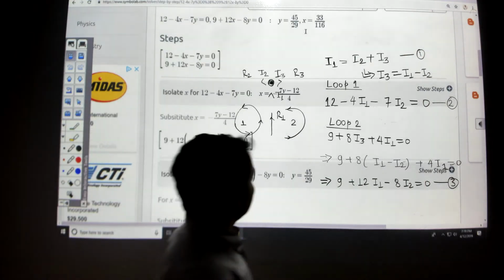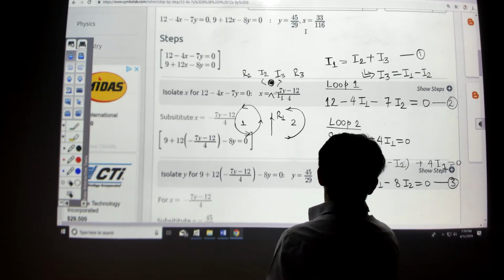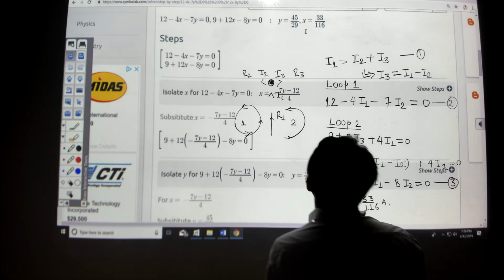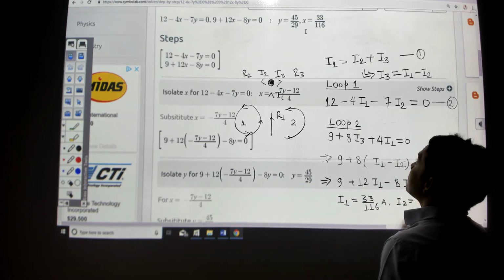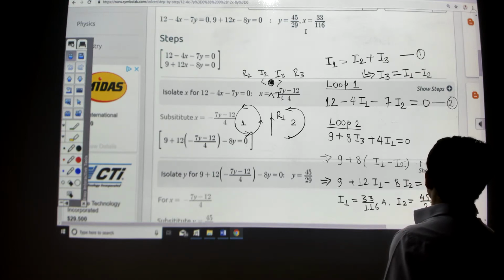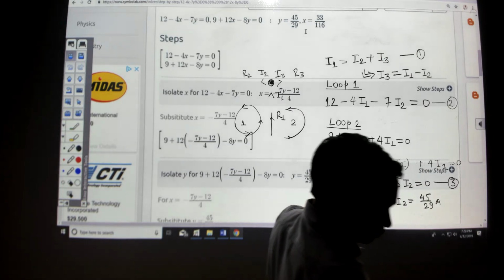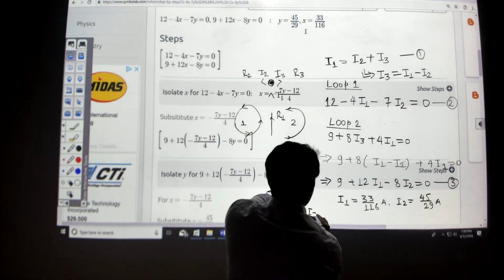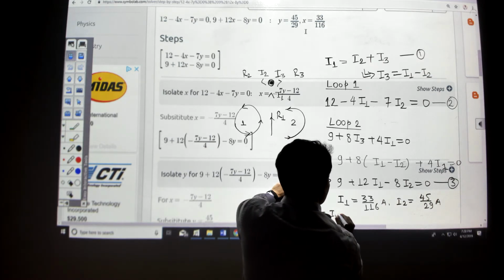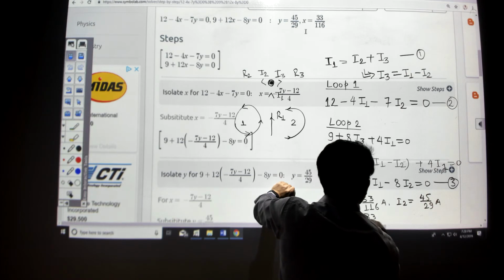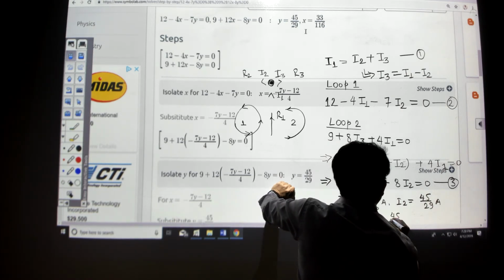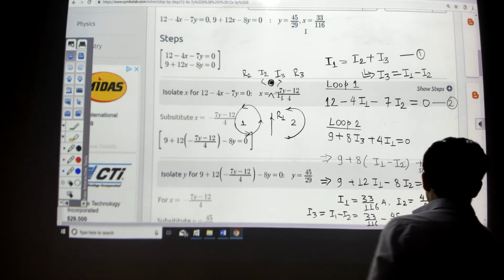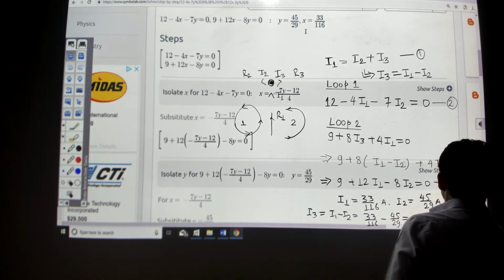The solution I got: the x value, which is I1, is equal to 33 divided by 116 amp, and I2 is 45 divided by 29 amp. Okay, and now I can use this equation one more time to get I3, which would be simply I1 minus I2. So 33 divided by 116 minus 45 divided by 29. If we solve this, you'll get negative 1.37 ampere. That's the answer you get.